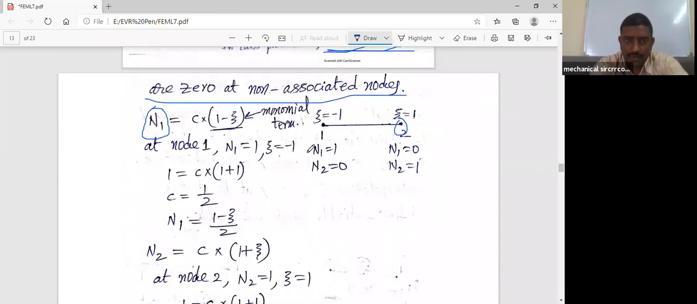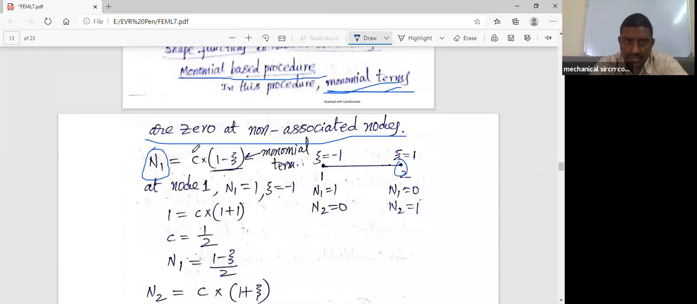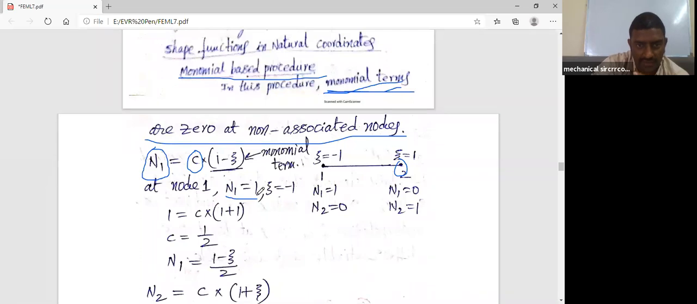Okay, so therefore, to find constant c, at node 1, we know the value of the shape function at node 1. At its own node, I will discuss the properties of shape functions after discussing this derivation. According to the property of shape function, the value of the shape function at its own node is always 1. So for N1, the own node is 1.